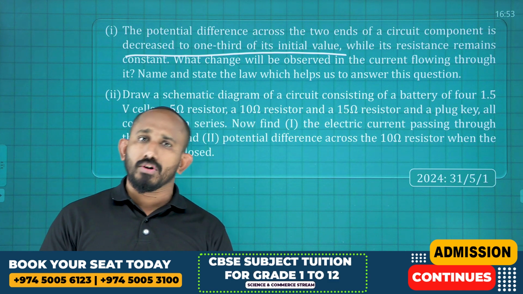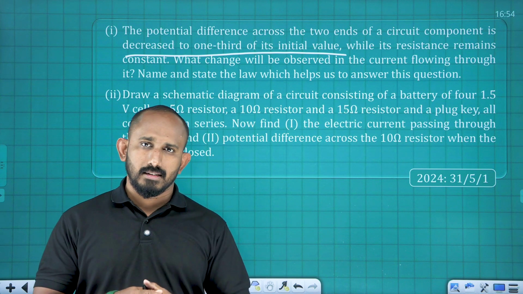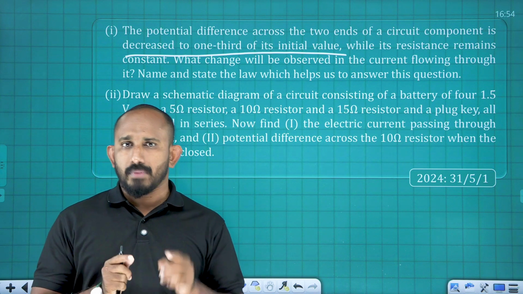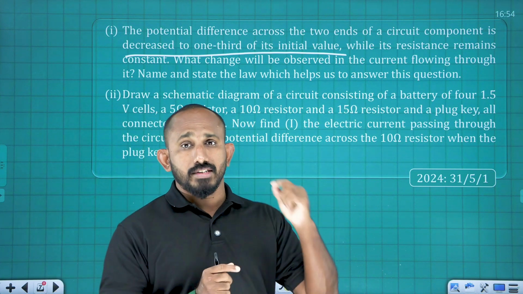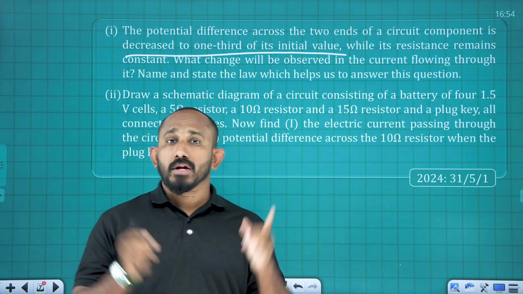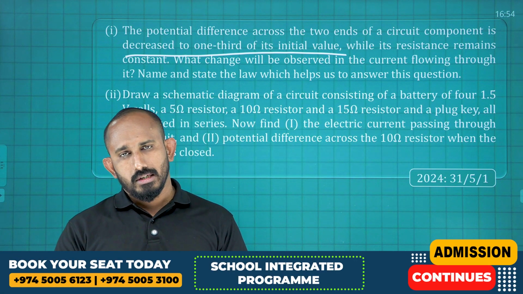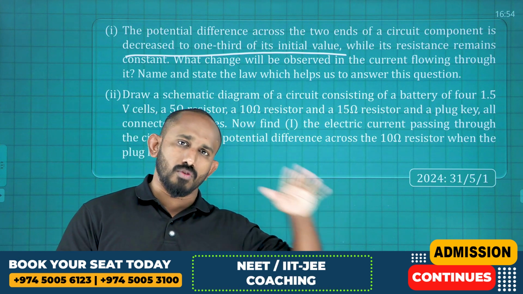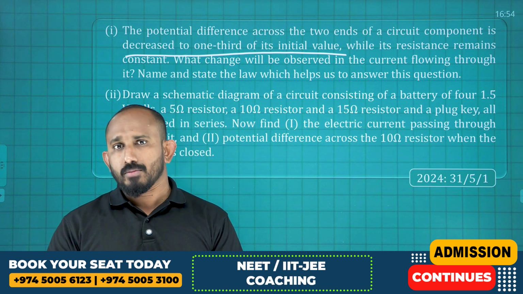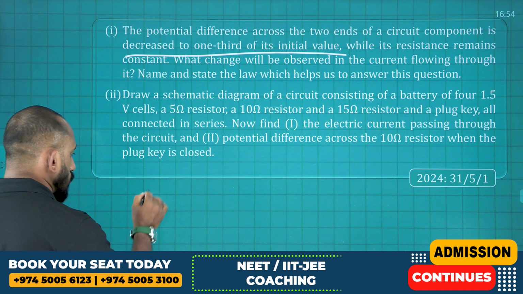You know the relation between voltage, or the potential difference, and current. The intensity of current passing through the wire is directly proportional to the potential difference across the ends of the wire, provided the temperature remains constant. So if temperature is constant, resistance also will be constant. So at constant temperature, V is proportional to I.